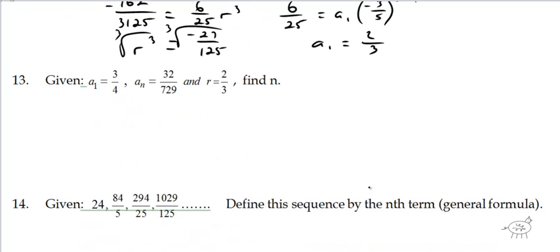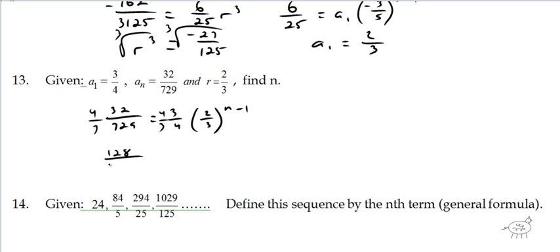Given this information, find n. So basically it's a sub n, which is 32 over 729 equals a sub 1 times r to the n minus 1. So the first thing I'm going to do, please don't multiply 3/4 times 2/3. That's like really bad algebra. You're going to multiply both sides by 4/3. Because that's in parentheses and you can't do anything with that right now. So if I multiply that out, I get 128 over 2187. Doesn't really simplify too nicely. And that equals 2/3 to the n minus 1.